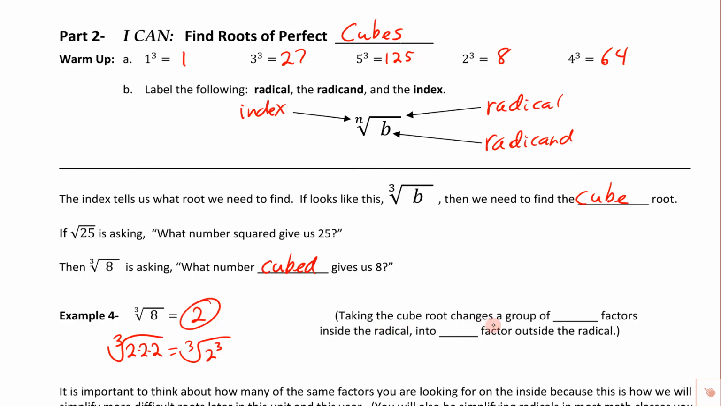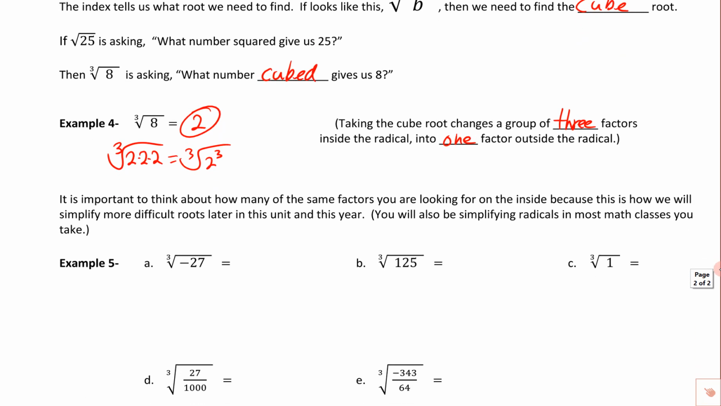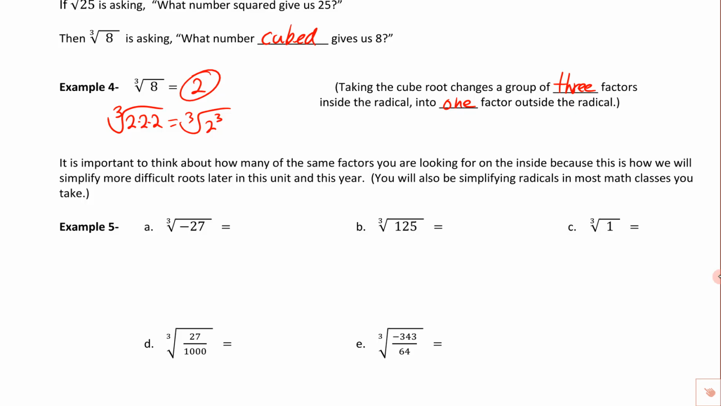So taking a cube root changes a group of not 2 factors, but 3 of the same factors inside the radical into 1 factor on the outside. So unlike up here where this was 5 times 5 times 5, remember the exponent changes this base into 3 factors right here. We're kind of doing the exact opposite, and if you keep that in mind in the long run, you're going to be in much better shape. Okay? So again, it's important to think about how many of the same factors you're looking for on the inside, because that's how we're going to simplify more difficult radicals, more difficult roots later on in this unit, later on in this year, and really in all the math classes you take from now on.